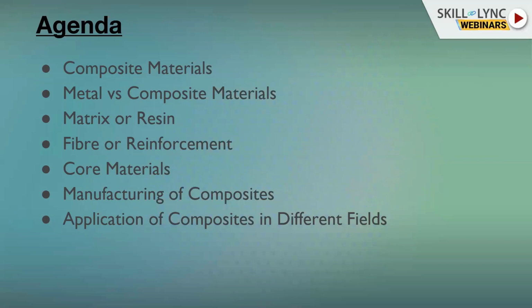The agenda for today's webinar is a basic introduction to composite materials, and metal versus composite material comparisons. Then we'll discuss the constituents of composite material, that is matrix, which we also call resin, and then fiber and reinforcement. We'll also look at some core materials being used in the industry, which will enhance the performance of composites. We'll take a look at the various manufacturing methods used in the industry. And then the last topic on the agenda is quite interesting, where we'll see the application of composites in different fields.